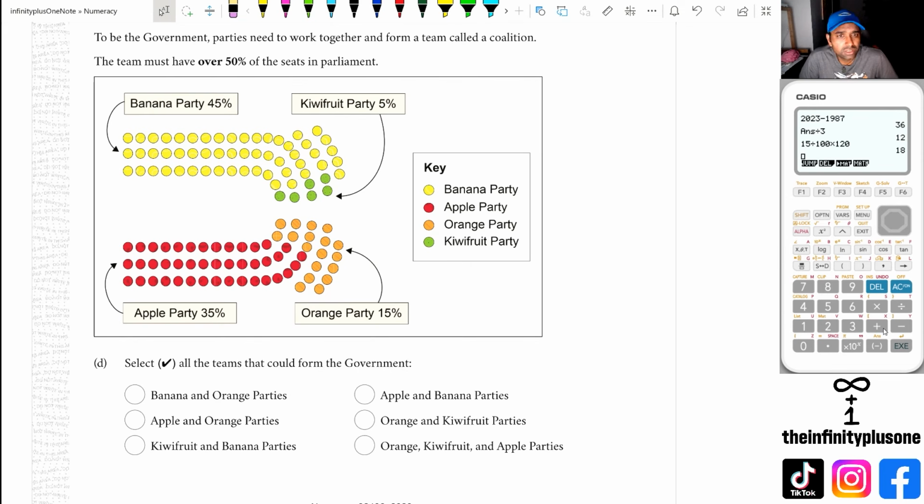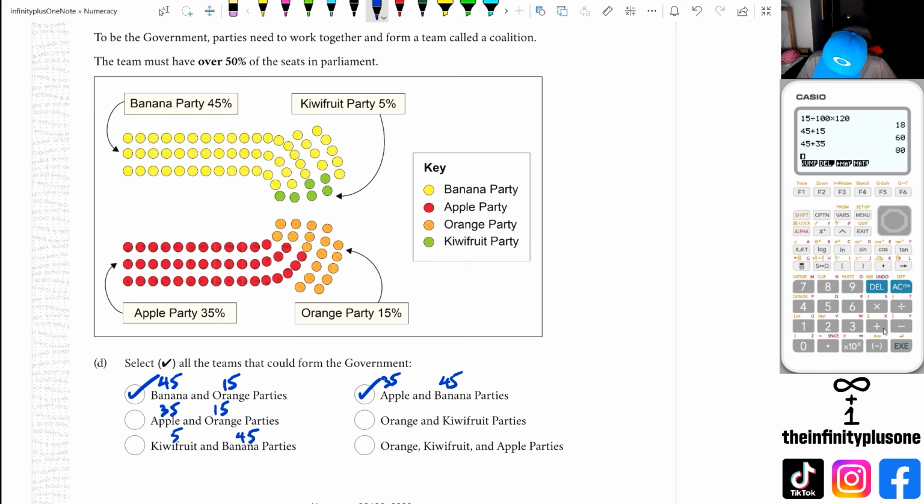Now, Banana and Orange, 45 plus 15. Yes, they're going to be fine, because 45 plus 15 is 60. Apple is 35, Orange is 15. That's not going to work. That's only 50%. And it's got to be over 50%. Kiwi fruit is 5. Banana is at 45. That's not going to work. Apple's at 35. Banana is at 45. Definitely going to work, because 45 plus 35 is 80.